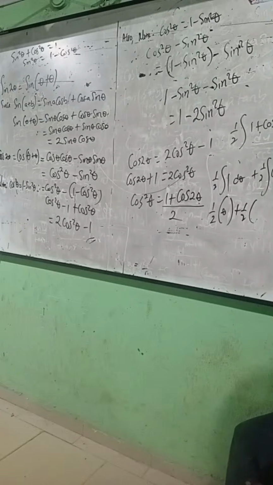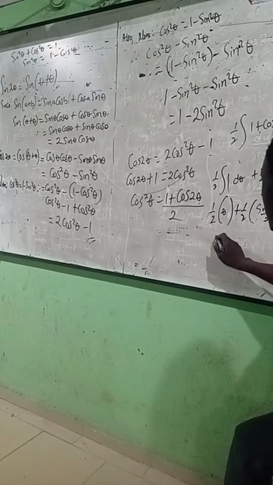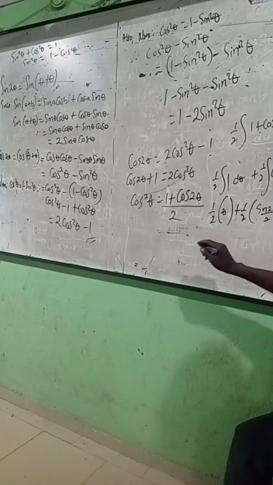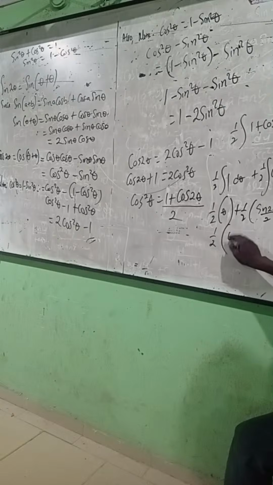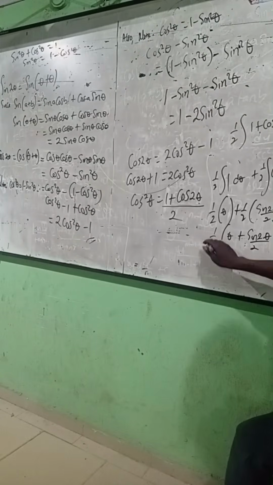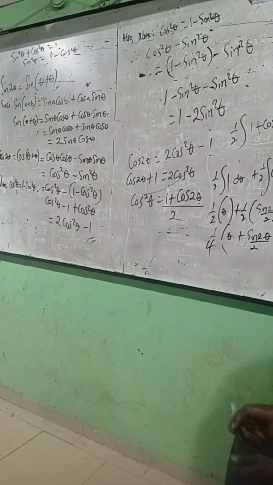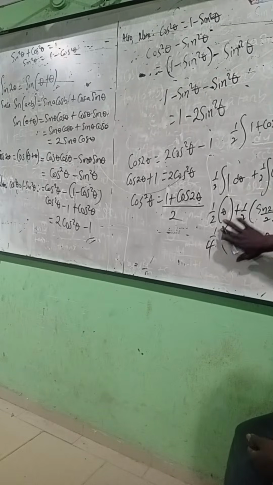If I integrate cos 2 theta, sin 2 theta over 2. So this gives you 1 over 2, which is common to everything now. So here you have 1 over 2 into theta plus sin 2 theta over 2. That day I got 1 over 4 here, and 9 marks are gone. I got 1 over 4 here plus c. Everything else is correct.